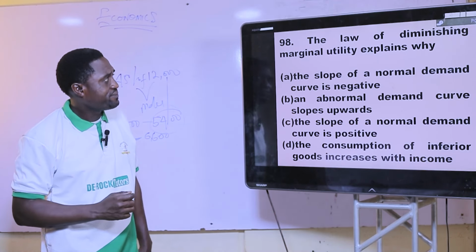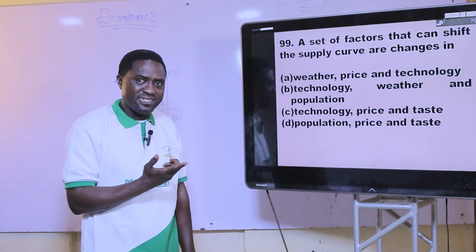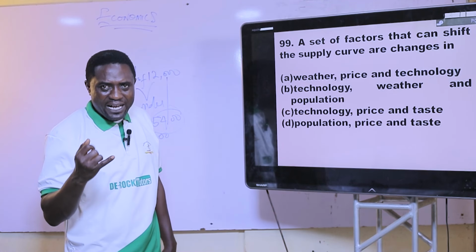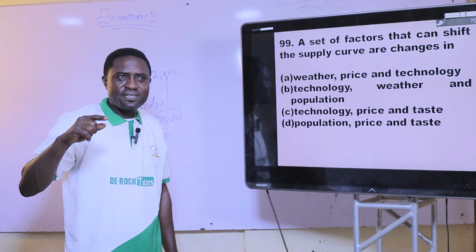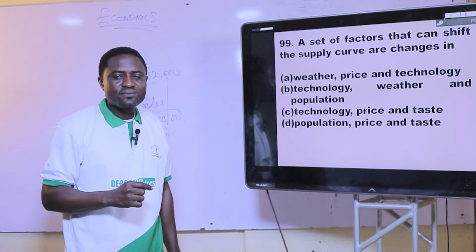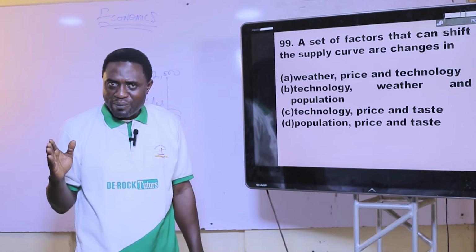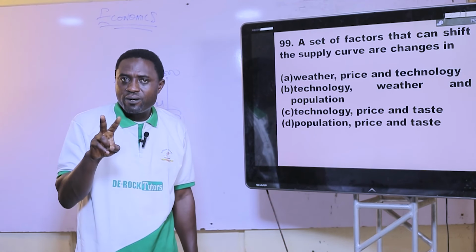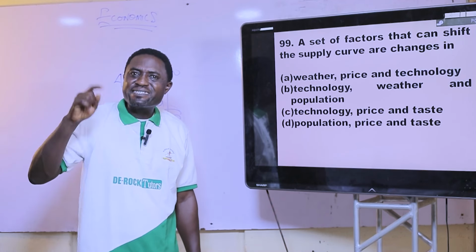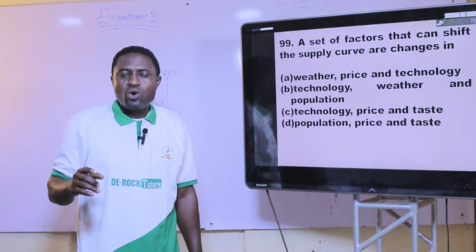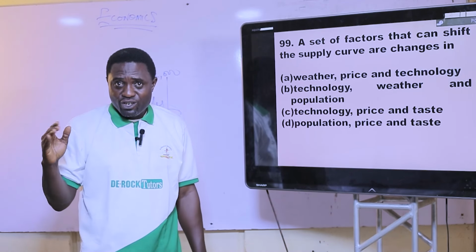The next question. A set of factors that can shift the supply curve are changes in... we have a shift in supply. You know, a shift in supply is also the same as a change in supply. We have change in quantity supplied, and we also have change in supply. They are two different things, so don't mix them up. Change in supply is the same thing as shift in supply, which can be upward or downward.